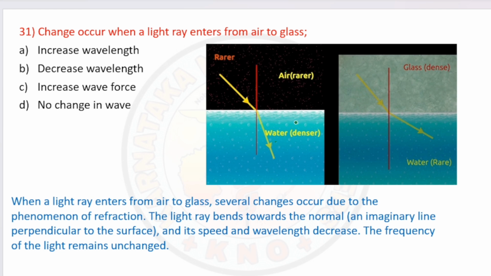Or air to glass, any other medium you can take here. So during refraction, the wavelength and speed of the light ray decrease and the frequency remains the same. See here in the second picture, the light ray is going from water to air, which means this light ray is going away from the normal. This is the normal.